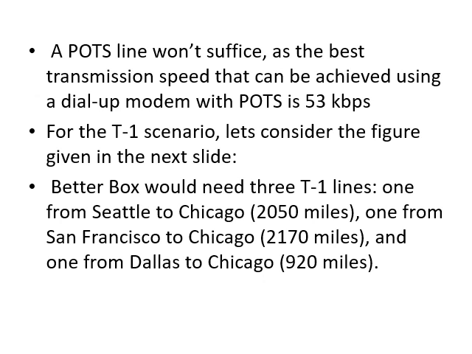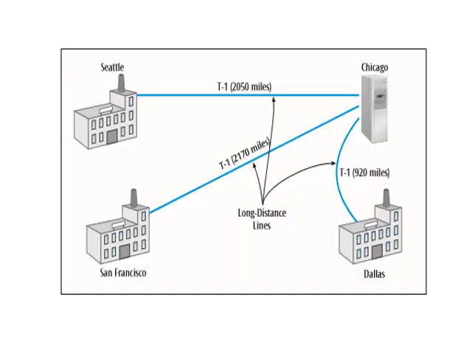Now let's consider the following. The BetaBox will need 3 of these T lines, because each of the offices are placed in Seattle, San Francisco and Dallas, and each of these has to be connected to Chicago, and the distances are 2050 miles, 2170 miles and 920 miles. Before we get to the calculations, let's look at this figure here. Now we have the respective offices, and then we have the headquarters in Chicago, and we are trying to transmit the data over these distances.